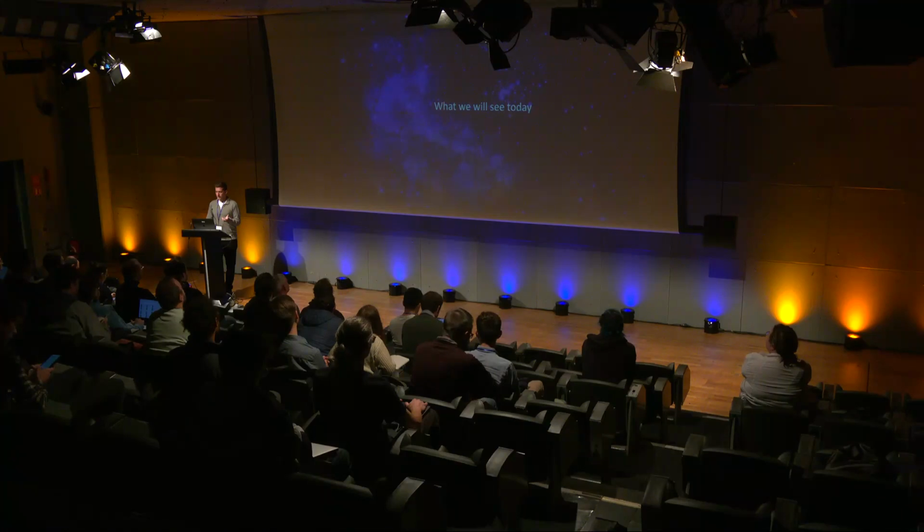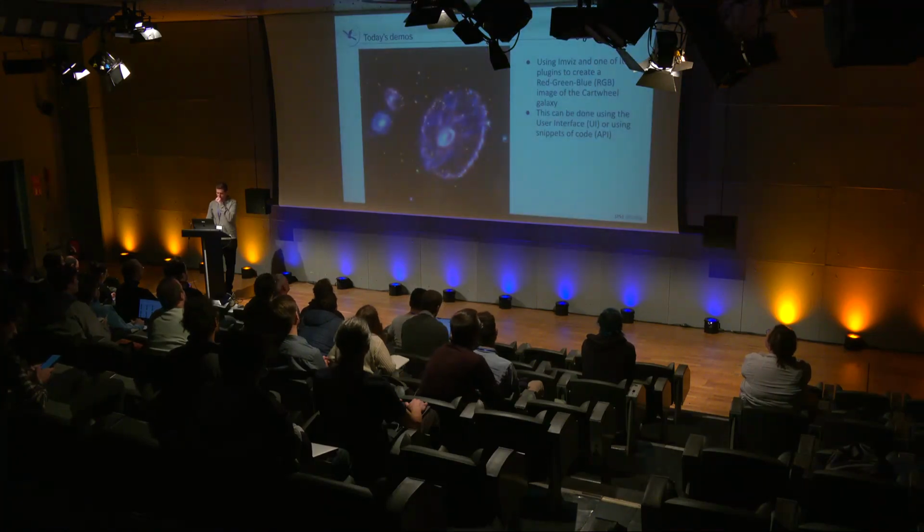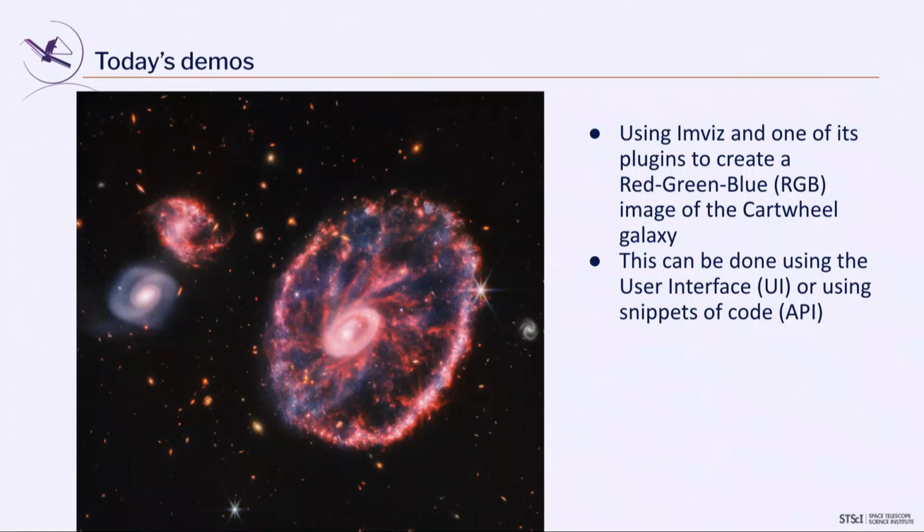And what are we going to see today? Today's demo is going to be using Imviz and one of its plugins to create a red, green, blue image of the Cartwheel galaxy. It's not going to look exactly like this. Like I said, the Office of Public Outreach has specialized tools. I think they use some Photoshop. But hopefully we can get pretty close.